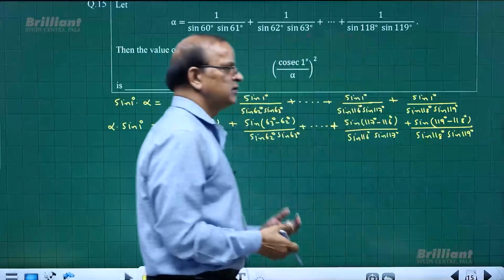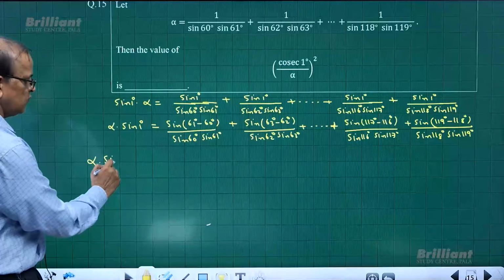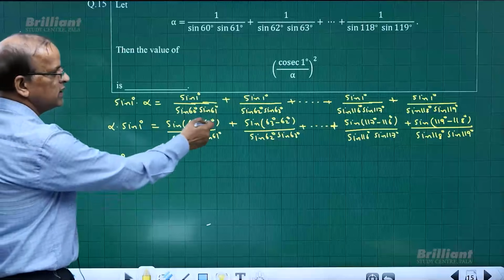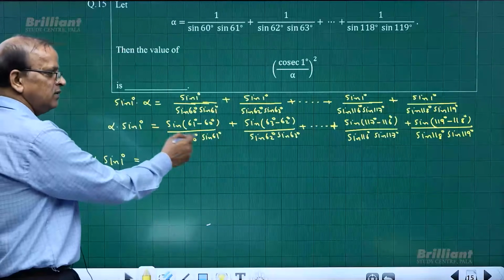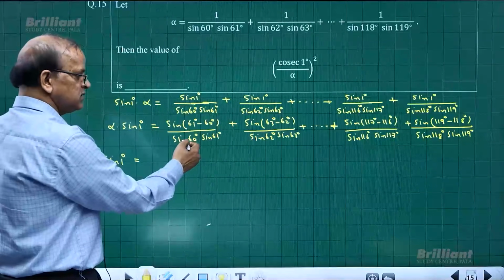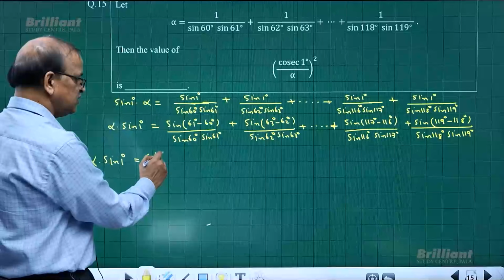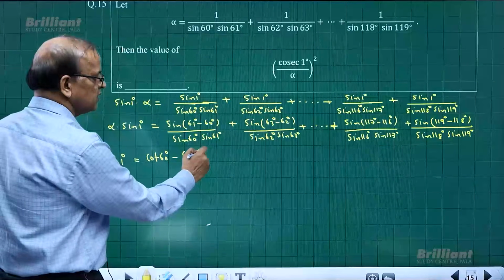Okay. Now we can write it as alpha into sin 1 degree is equal to sin A cos B minus cos A sin B, and divide by sin A sin B, so the sin 61 cancels. So cos by sin is cot 60 minus cot 61. Like this you will get.